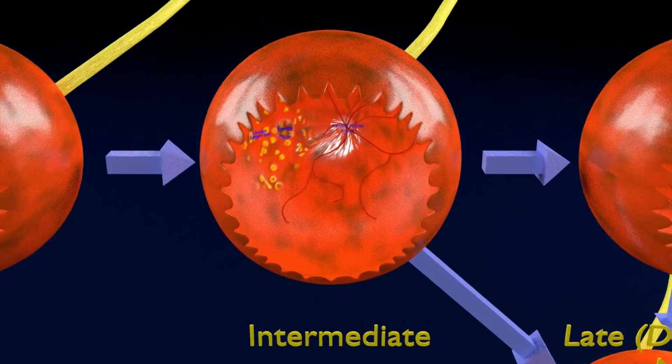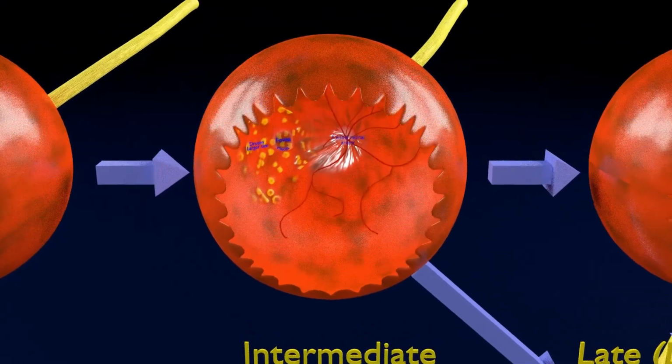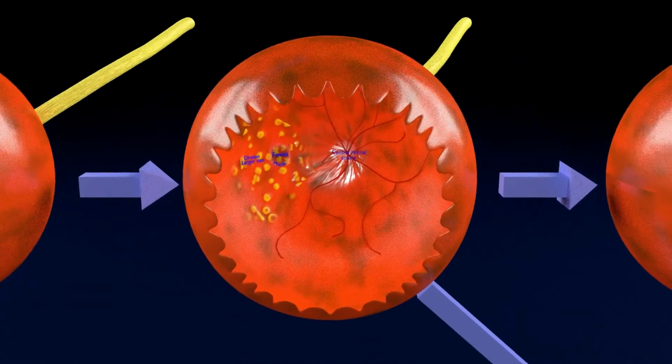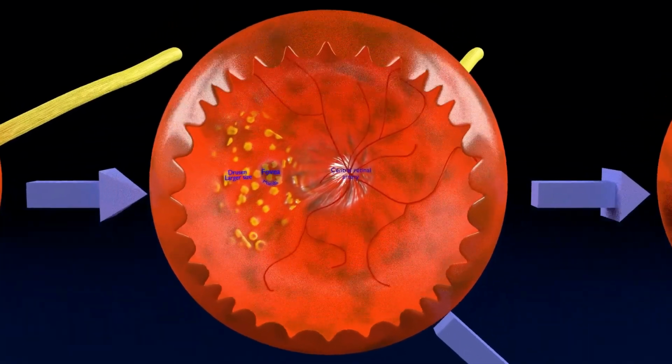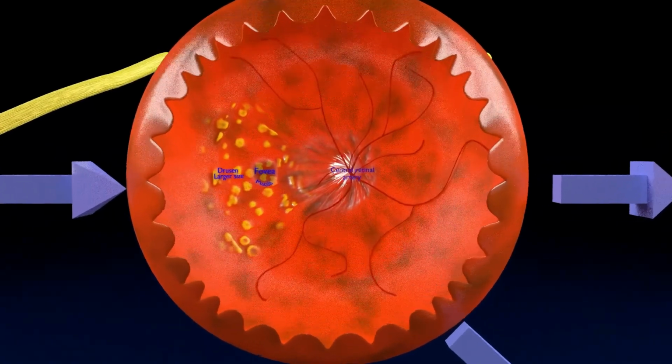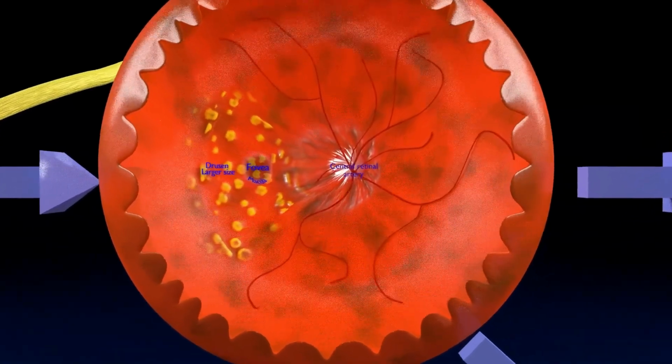Now, let's talk about the intermediate stage. In the intermediate stage, you can see the drusen pigments become larger in size. There is some involvement of fovea, but the vision is still preserved.